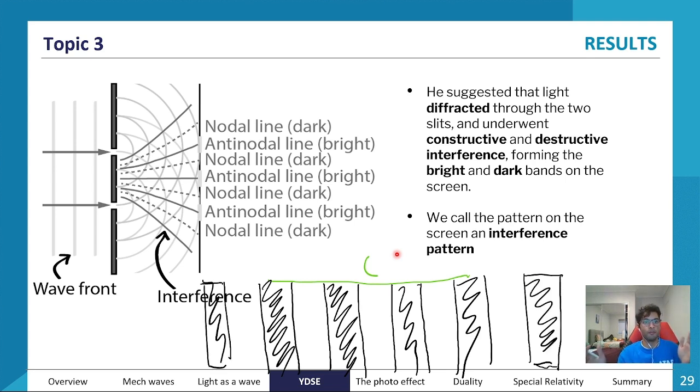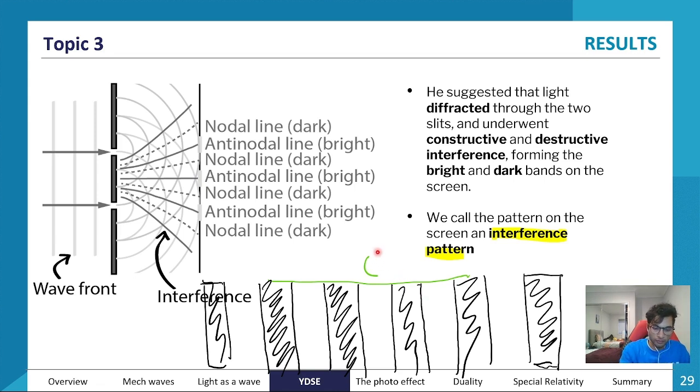He saw this sort of zebra pattern, and this zebra pattern is what we call an interference pattern. So what happened? These are two slits, right? The light waves have diffracted and spread out at this slit and at this slit. And what happens is when they reach the wall.